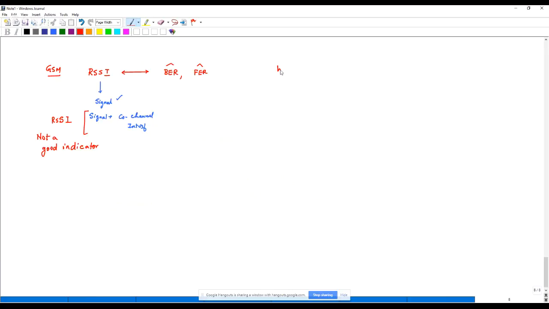So when interference is present, what should we be looking at? Definitely, if you have a way of measuring the frame error rate or packet error rate. FER is frame error rate, PER is packet error rate. These are the good indicators. So RSSI high, FER low. What does this mean?